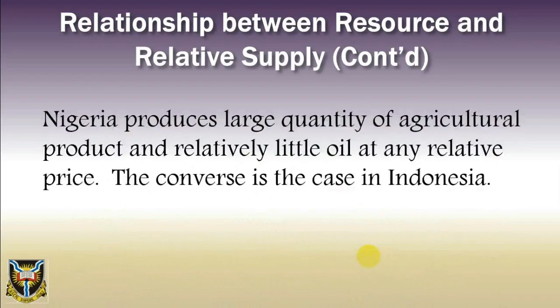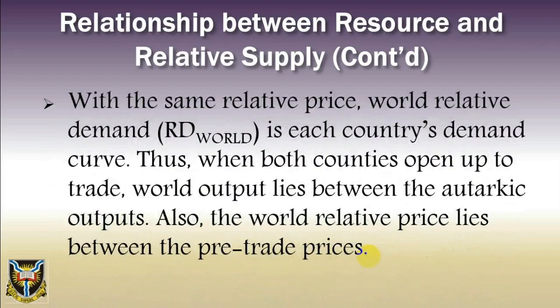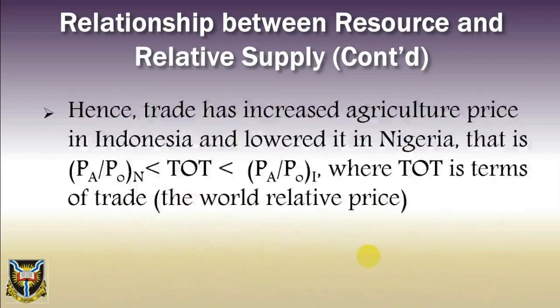The converse is the case in Indonesia. With the same relative price, what is each country's relative demand curve? Thus, when both countries open up to trade, world output lies between the autarkic output. Also, the world relative price lies between the pre-trade prices. Hence, trade has increased the agricultural price in Indonesia and lowered it in Nigeria.